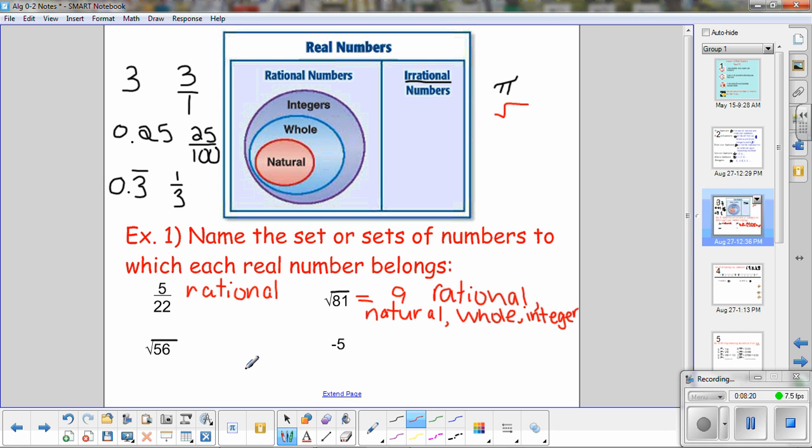The square root of 56, if you were to take the square root of 56, it's not going to be one of those nice numbers. It's going to be one of those ugly ones filling up your calculator. So that one is going to be irrational.